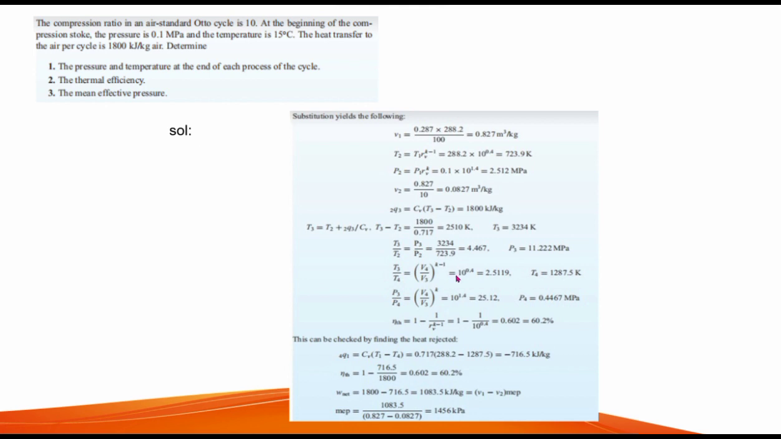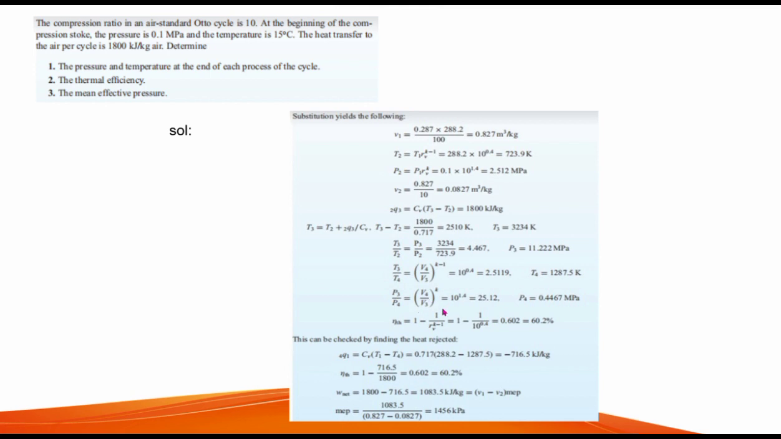And to solve for our T4, we have the formula T3 over T4 is equal to V4 over V3 raised to k minus 1, and it is equal to 10 raised to 0.4, which equals 2.5119. And our value for T4 is equal to 1287.5 Kelvin.